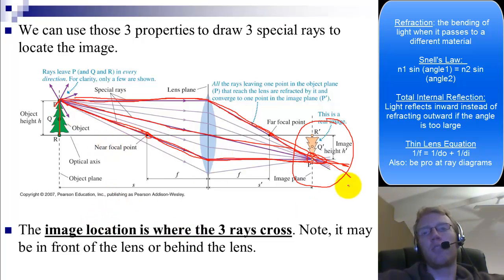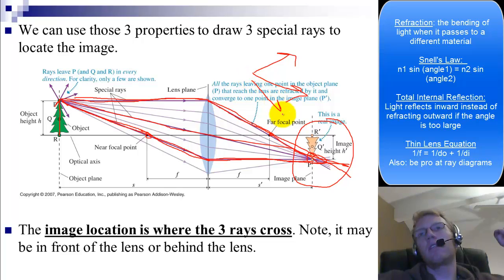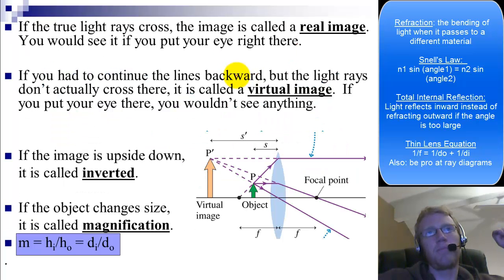The image location is wherever your three rays cross, same as with mirrors. But you have to note that whereas mirrors, you knew it was always going to be on one side or the other, with a lens, it could be on either side. So sometimes the light rays will cross over here. Sometimes the light rays will all be spreading out like this, and you have to trace them back and see where they cross, and that would be a virtual image.